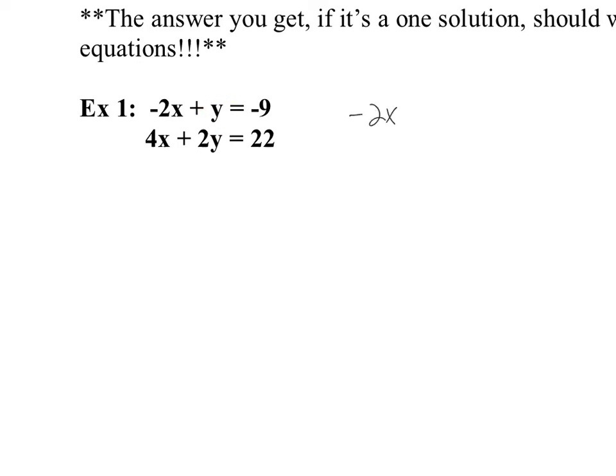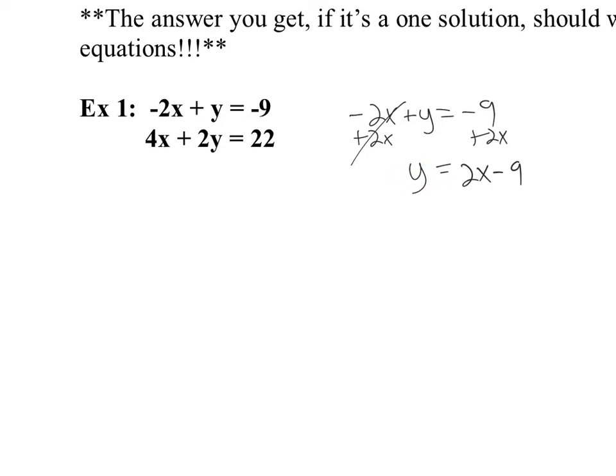So looking at this equation, negative 2x plus y equals negative 9. In order to get that y by itself, we would need to cancel out this negative 2x by adding it to both sides. When we add it to both sides, it's going to cancel out over here on the left, and we're going to be left with y is equal to 2x minus 9. So that was the first step, getting one of your variables by itself. So in this case, we got this y by itself in the first equation.